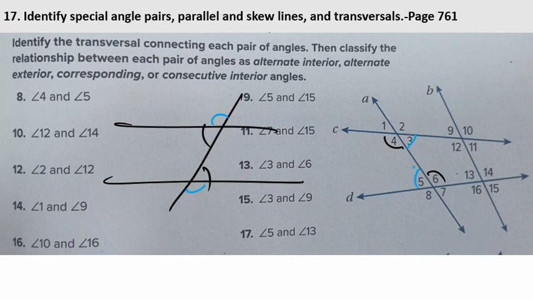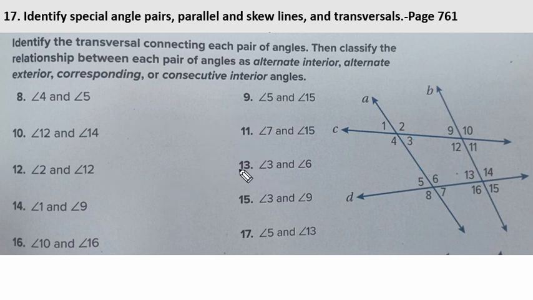If we have something like here and here, corresponding, right? So this is the difference. If we have something on the same side and inside, then consecutive interior, right? That's how we say it. Now 13, angle 3 and 6, you guys tell me. Angle 3 and 6, consecutive interior, okay?